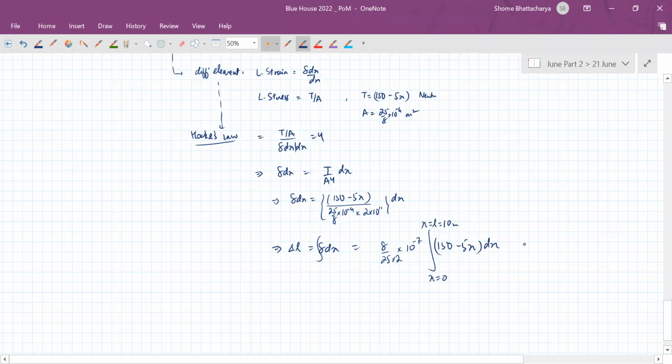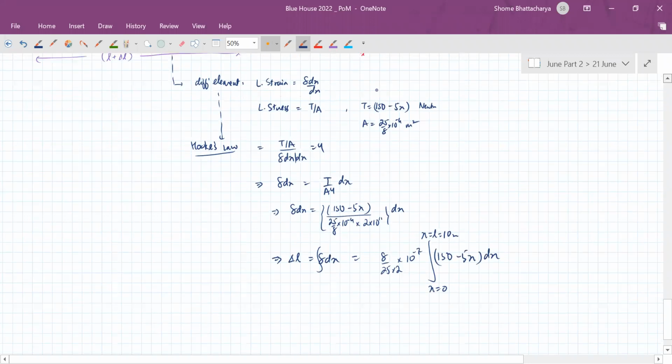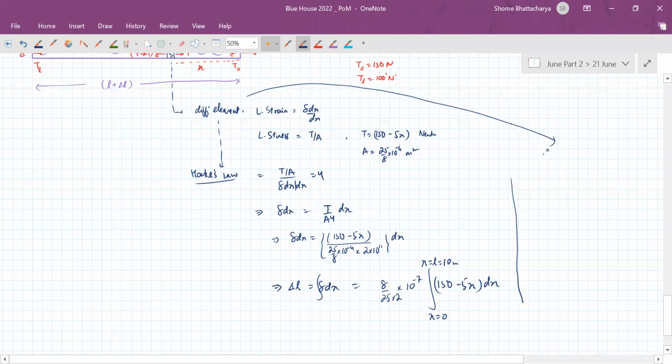Okay. So this will give us delta L. And also, apart from this, we will also apply the energy density concept. For this differential element, the potential energy stored in it is the energy density multiplied by its volume. That is half of Young's modulus into strain squared, into the volume, or we can also write it as stress squared upon Young's modulus into volume.